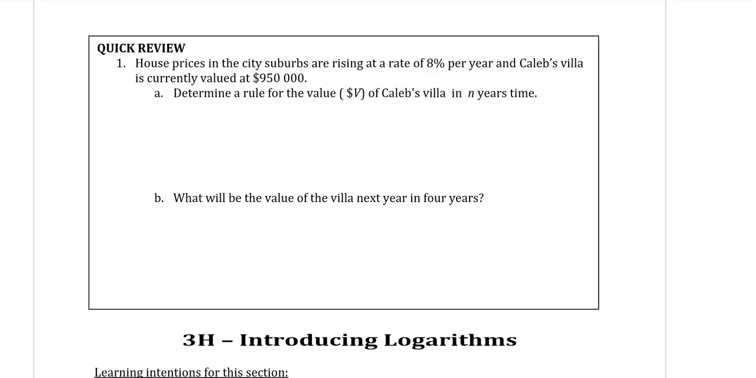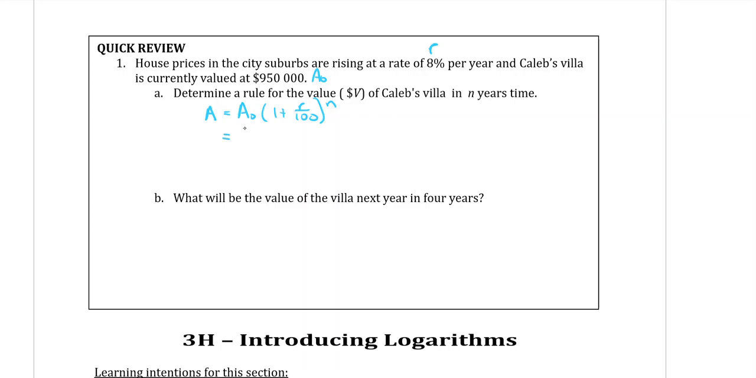Question 1. House prices in the city suburbs are rising at a rate of 8% per year, and Caleb's villa is currently valued at $950,000. So I've put on there that R is equal to 8% and A0 is 950,000. Our formula when the amount is increasing or rising is A equals A0 bracket 1 plus R over 100 to the power of N.